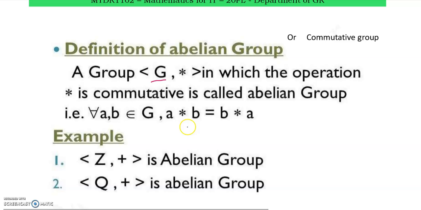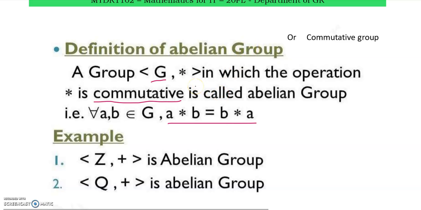And I'm checking another condition. Another condition is commutative condition. The condition is this one. If this condition is also true for this G, then I can say that the name of G is abelian group.